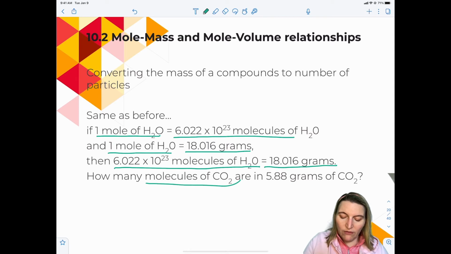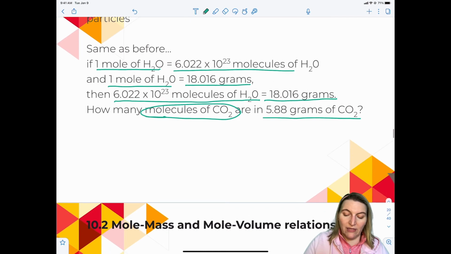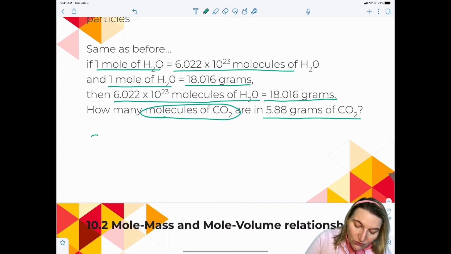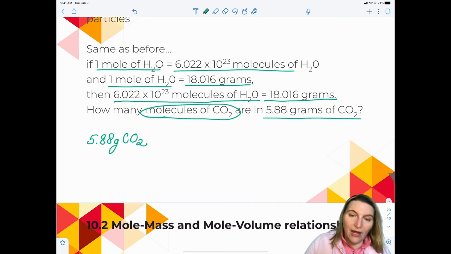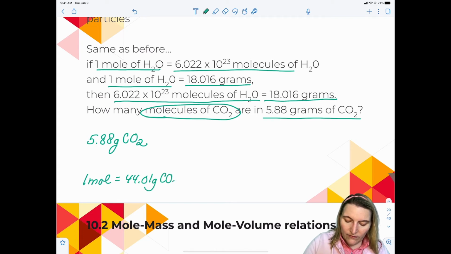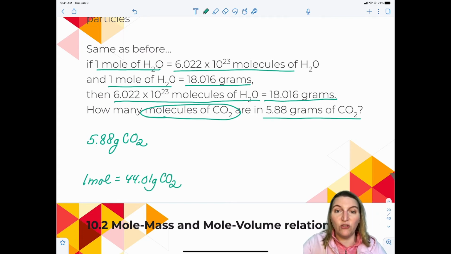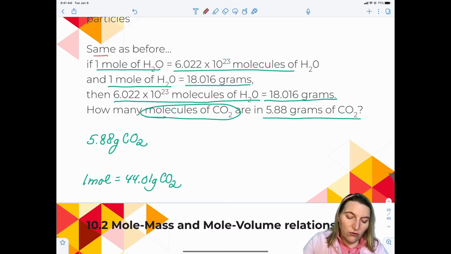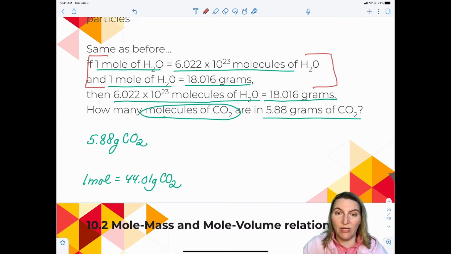How many molecules of carbon dioxide are in 5.88 grams of carbon dioxide? So I take the number that's given to me and I write it out front. I have to find the molar mass of carbon dioxide. The molar mass of carbon dioxide is 44.01. And now I can do this problem in 2 steps using these 2. Let me change their color. Using these 2 conversion factors, I can do this problem in 2 separate parentheses.